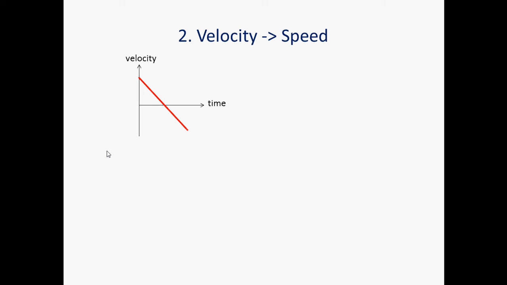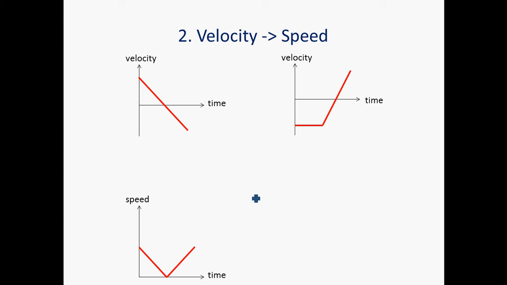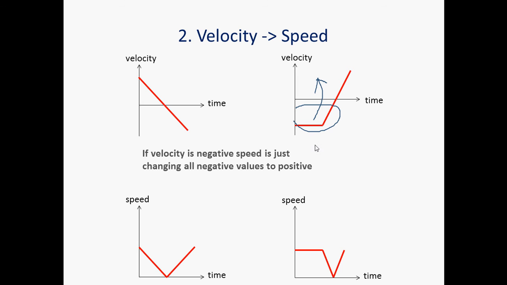How about this? You may want to pause the video and try it first. Okay, you got the answer. The answer will be like that. Anything that's positive will remain positive. Anything that's negative becomes positive, reflected up. Second one, this one. Pause the video again. So the answer is like that. Anything that's negative here will become positive. So it's just reflected up. It becomes this way. Again, if velocity is negative, speed is just changing all negative values to positive.